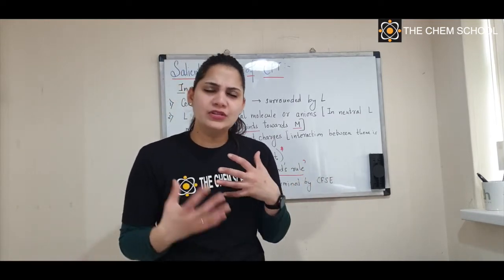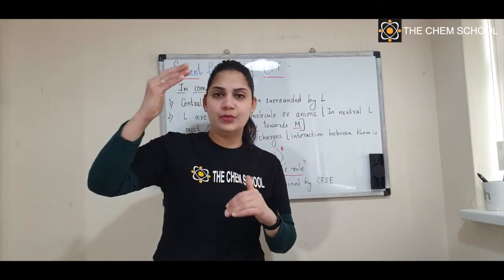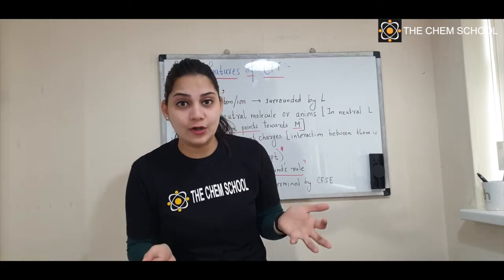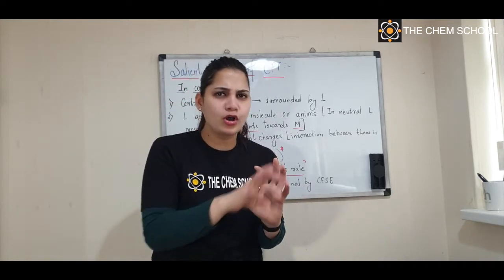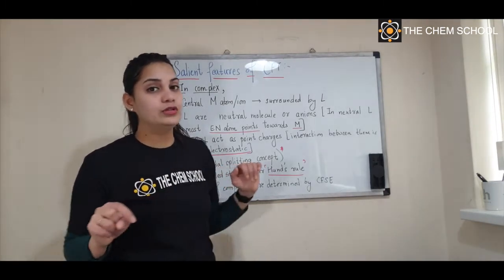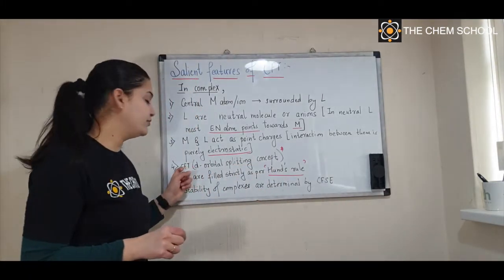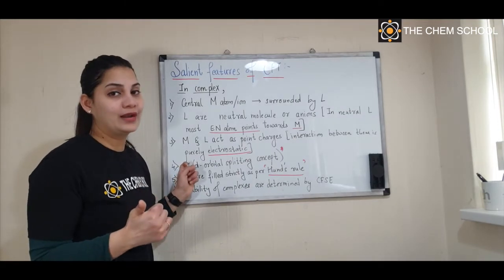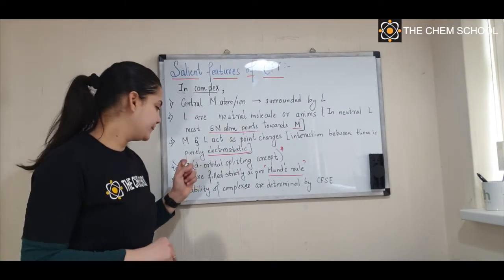We know that the difference between the energies is 10 Dq, or delta naught, or delta t. Whenever you talk about all these things, it comes in this. I will attach the link for the same. Do watch it, specifically for the splitting of d orbitals in octahedral and tetrahedral complexes.